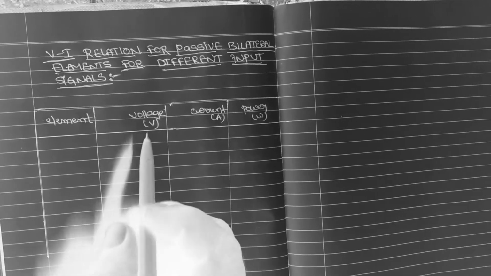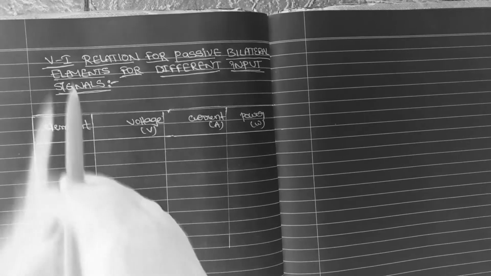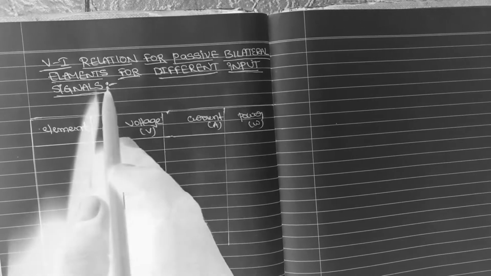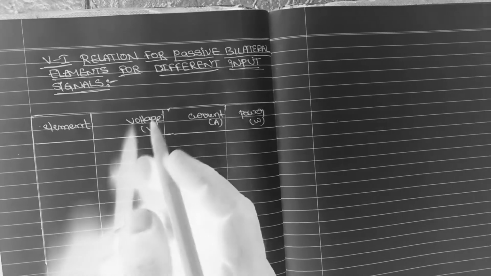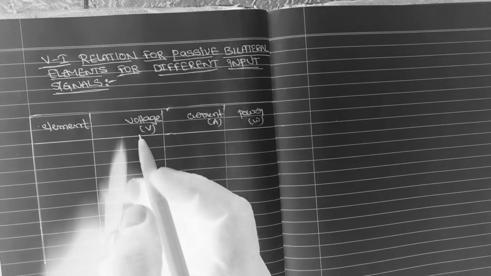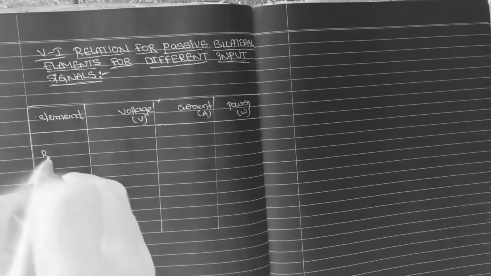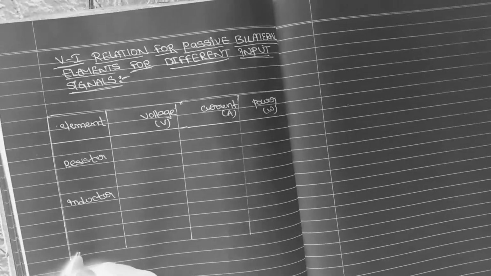So hi friends, today we are going to discuss the voltage-current relation for passive bilateral elements for different input signals. We already know that there are different types of passive elements: the first is the resistor, the second is the inductor, and the third is the capacitor.